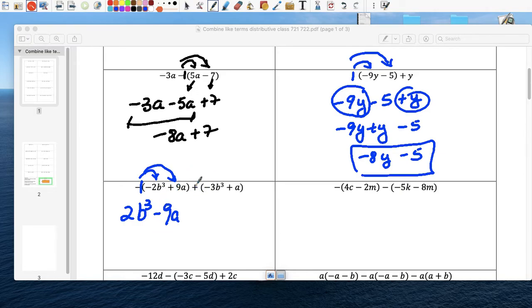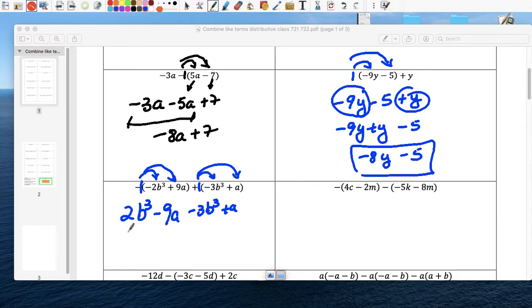Likewise here, that plus sign indicates that there's an invisible 1 here. And when we multiply by +1, it still remains the same, -3b cubed. And if I multiply that +1 times the a, it's just +a. So notice that everybody came out of the parentheses with exactly the same signs as they were inside the parentheses.